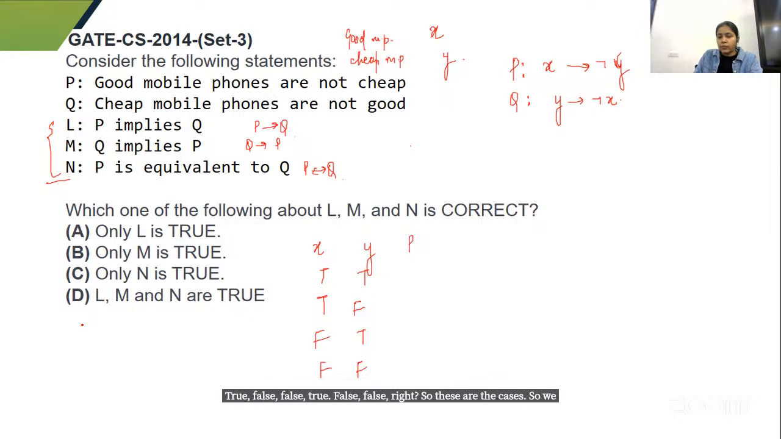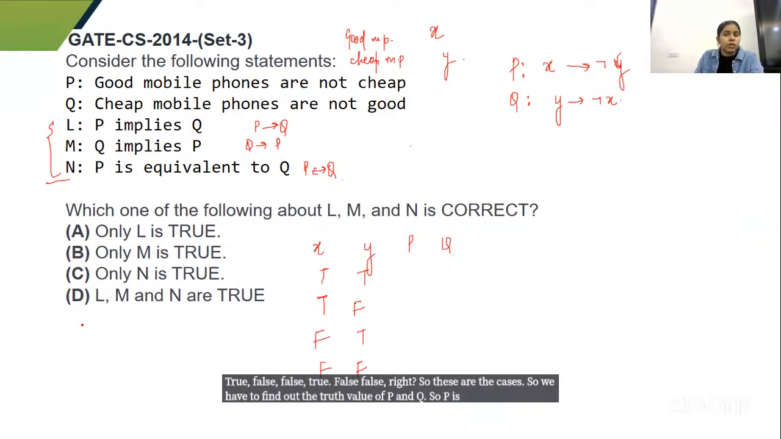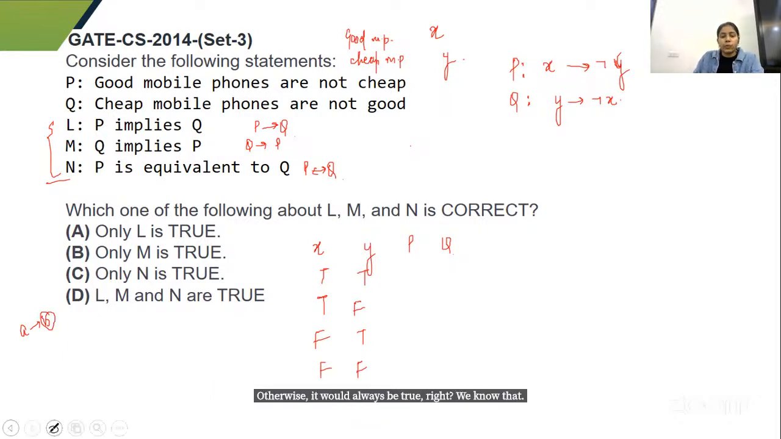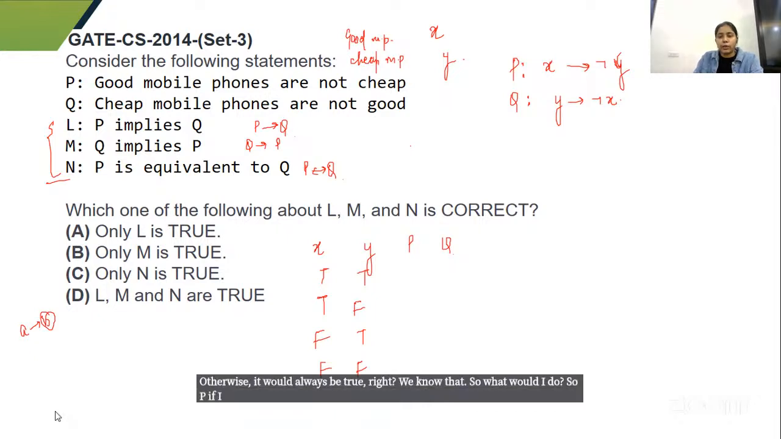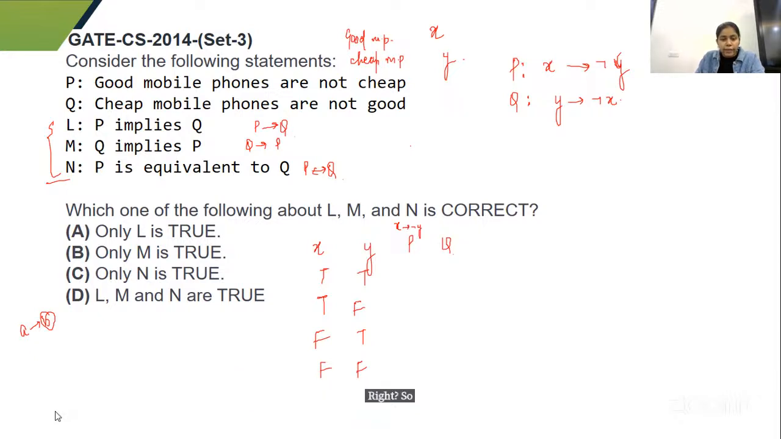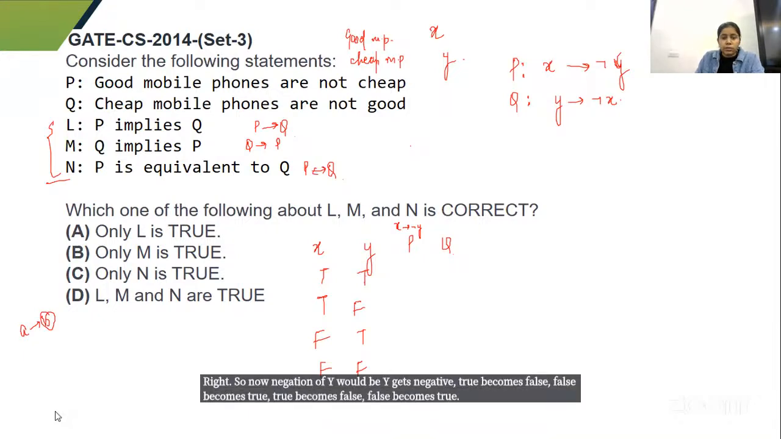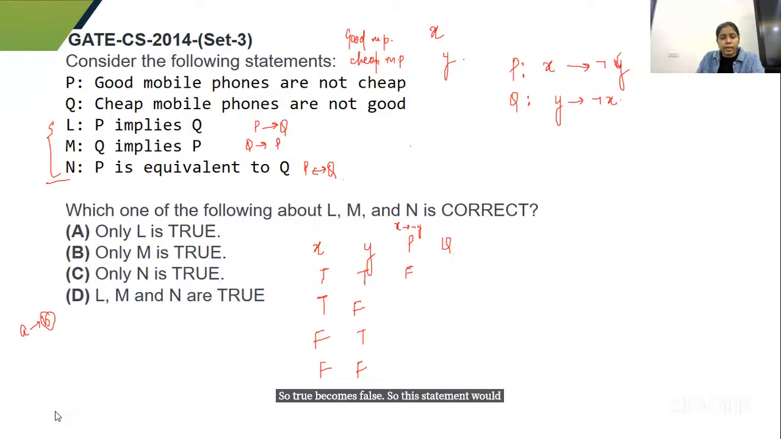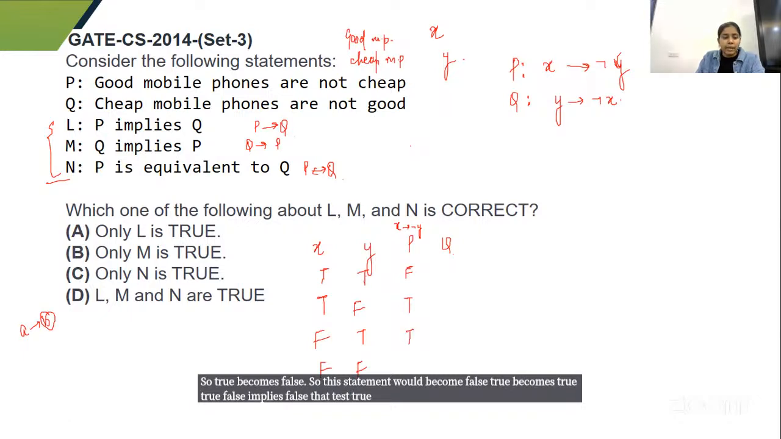So we have to find out the truth values of P and Q. P is X implies negation of Y. We know that A implies B is false only when A is true and B is false; otherwise it would always be true. So to find the truth value for P, I have to find it for X implies negation of Y. Negation of Y: true becomes false, false becomes true, true becomes false, false becomes true. So the first row becomes false, true implies true is true, false implies false is true, and this would also be true. So we get only one false.